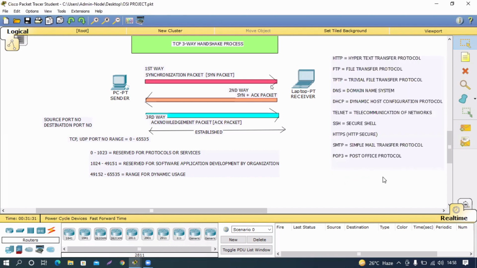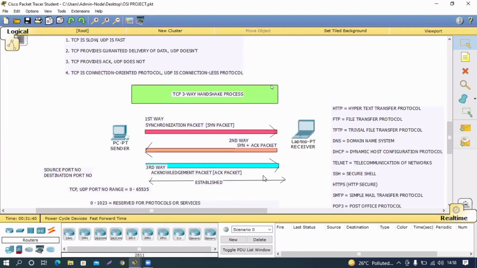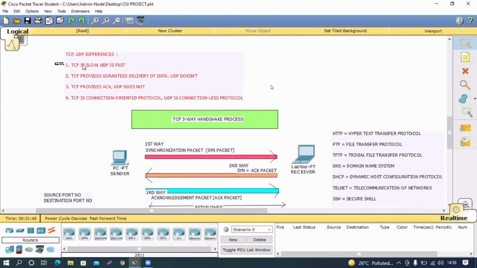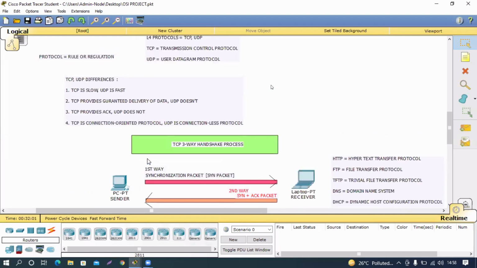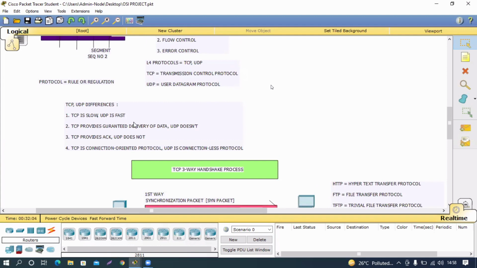This is the full form for this, and these port numbers we are using on a daily basis. We are basically using all these port numbers in our TCP UDP communication. But the real reason behind slow and fast is over here. The TCP three-way handshake, you have it in TCP, but in UDP you don't. UDP doesn't have any synchronization, acknowledgement, nothing. That is why UDP is fast.